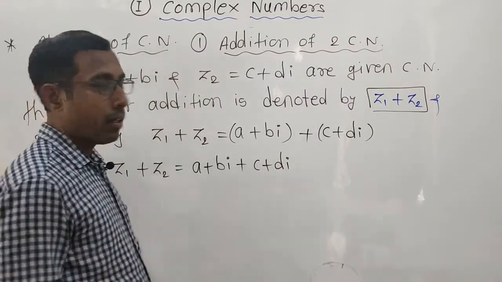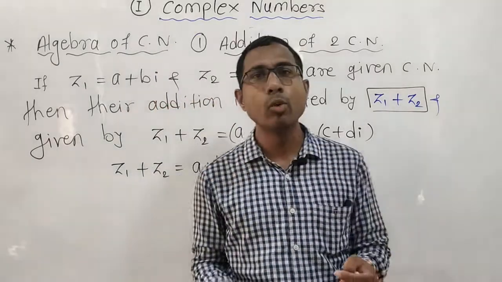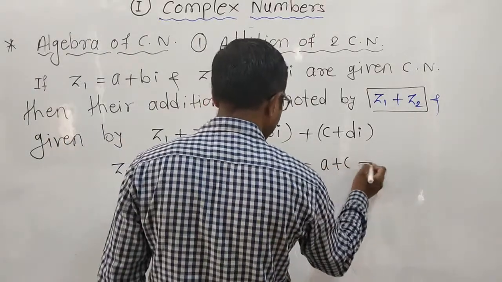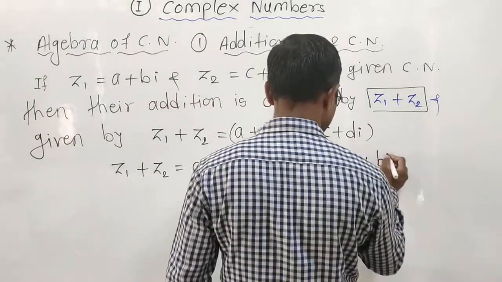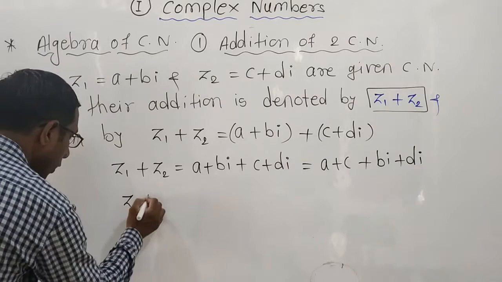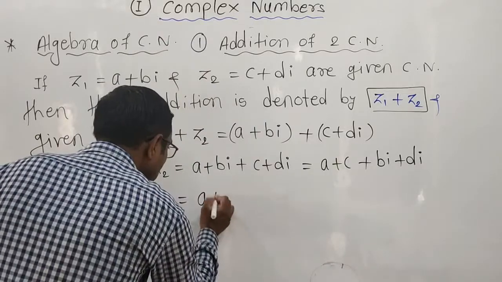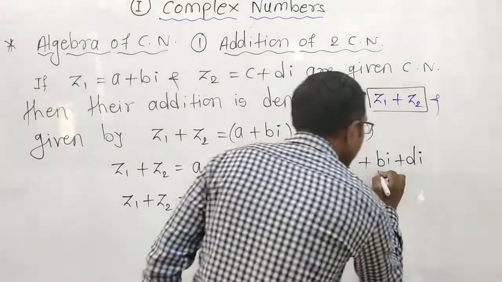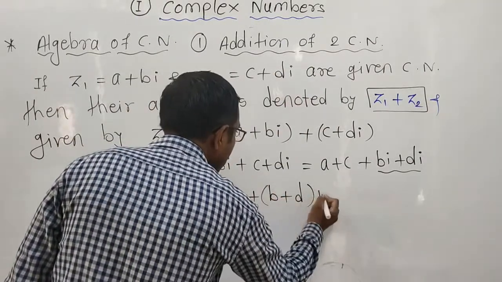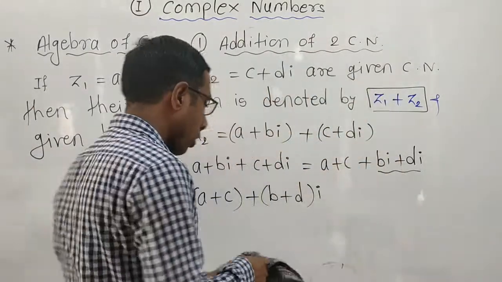So z1 plus z2 is equal to a plus bi plus c plus di. Now this real part is added with real part, and you know that addition is commutative. Whether we write 1 plus 2 or 2 plus 1, the answer is the same. Similarly, whether we write a plus c first, or bi plus di, it's one and the same. Now finally z1 plus z2 is equal to a plus c, and taking i as common, b plus d multiplied by i. This is the formula for addition of two complex numbers.